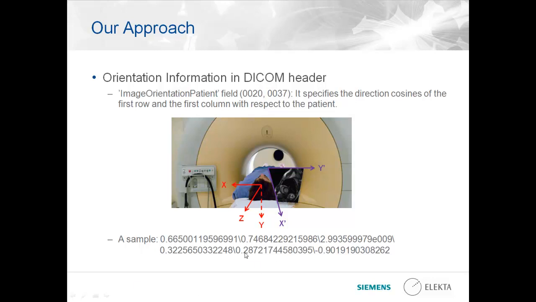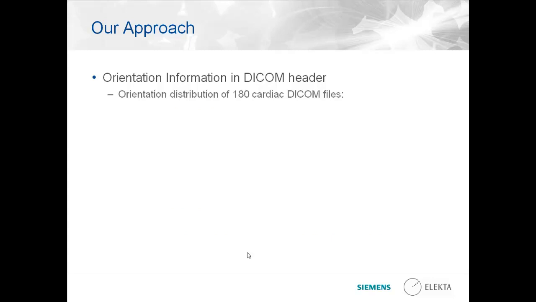Below is an example of this DICOM field. It has 6 numbers, and each number is in the range of 0 to 1. The reason we think this information is useful is that it always relies on the patient's coordinate, and all human beings have a similarly oriented heart in the body; although there is some shape and size variation, they are all in a certain range. That's why we think we may use this information to help the image analysis. We plotted the orientation distribution of 180 cardiac DICOM files, and we got this interesting graph. As you can see, there are 5 clusters that are linearly separated.